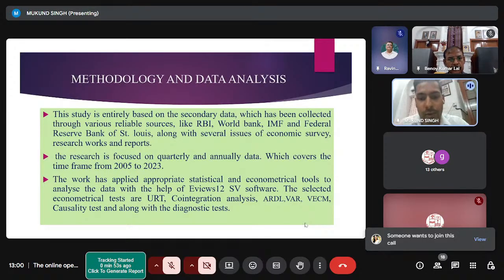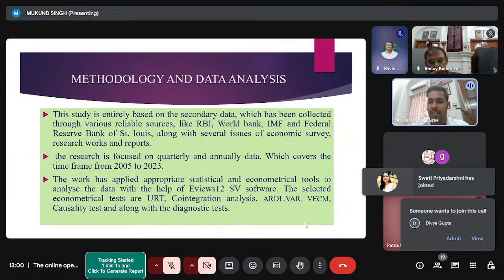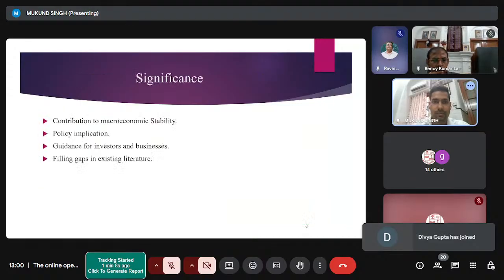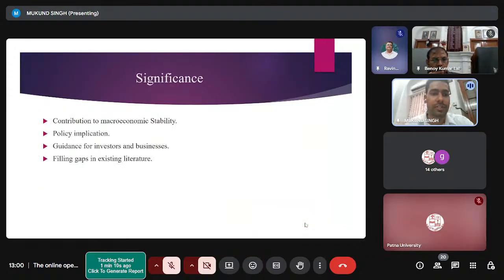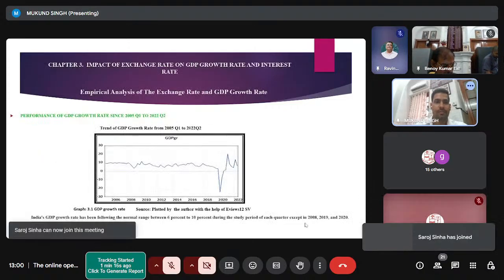The work has applied appropriate statistical and econometrical tools to analyze the data with the help of EViews 12 software, with selected econometrical tests: unit root test, co-integration analysis, ARDL model, VECM, causality test, along with diagnostic test. Significance: contribution to macroeconomic stability, policy implication, guidance for investors and businesses, filling research gap in existing literature.